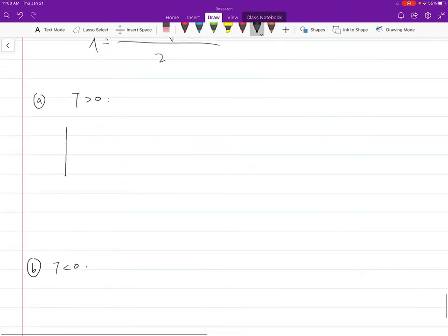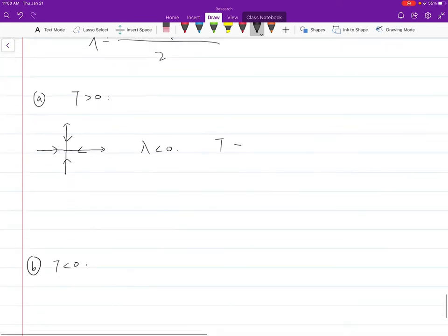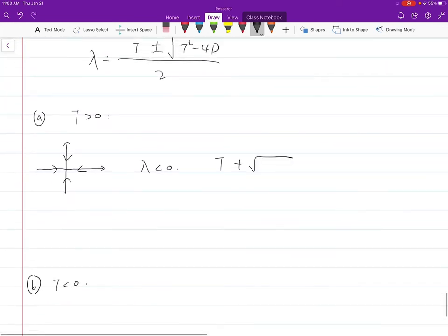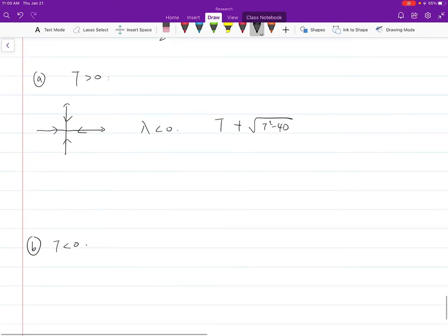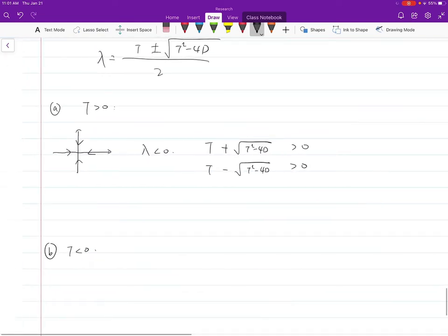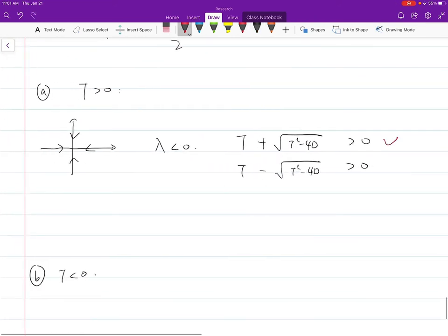Okay, if t is bigger than 0, which means we are on the right half of the trace-determinant plane, to get a source we want lambda greater than 0. We want a t plus and a t minus to be bigger than 0. We want these two to happen. This will always happen. No problem. This will not be guaranteed to be bigger than 0 unless t is bigger than what's going on here.